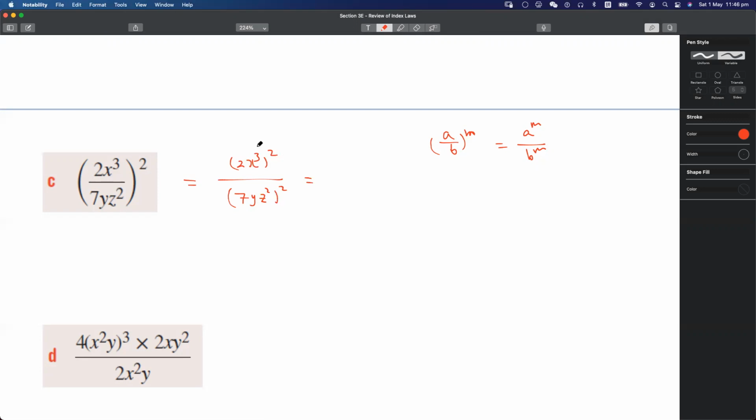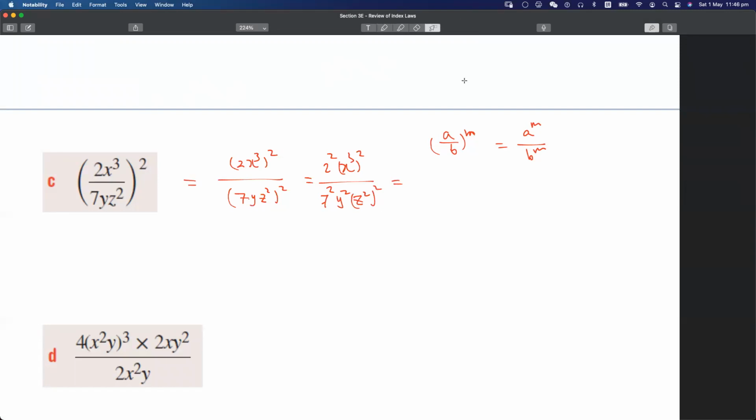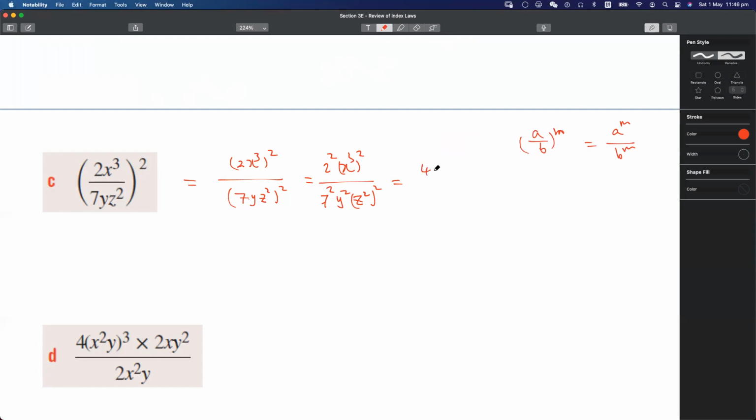Okay, so that's expanded. 2 distributes again: 2 to the power of 2, and x to the power of 3 to the power of 2. And do it again: 7 squared, y squared, and z squared to the power of 2, that's z to the power of 2 to the power of 2. So your final answer is going to be 4x to the power of 6 over 49 y squared z to the power of 4.